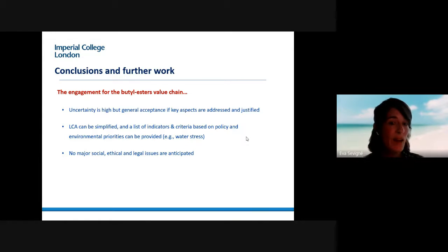And as a general output, we believe that there is not going to be any major social, ethical, and legal issue associated with this. So from an anticipatory point of view, we believe we are more or less ready for the future.